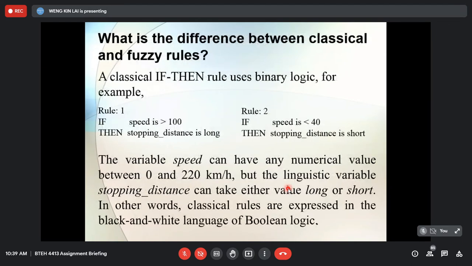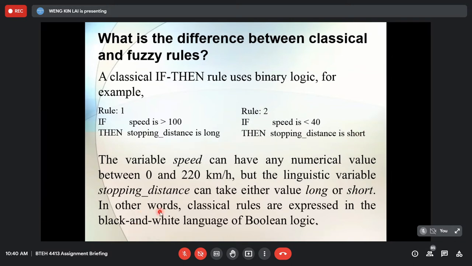Now, again, go back to the difference between your classical and your fuzzy rules. Classical would be the one based on the expert system, which we said before, based on the Bayesian rule and those kinds of things, your uncertainty management. Now, the classical if-then rules use binary logic. For example, rule number one: if speed is 100, then the stopping distance is long. Rule number two: if the speed is less than 40, then stopping distance is short. The variable speed here can have any numerical value between 0 to 220 kilometers an hour. But the linguistic variable stopping distance can take either value long or short.